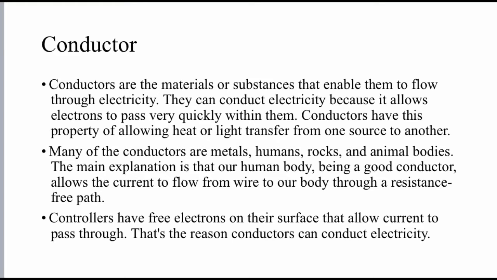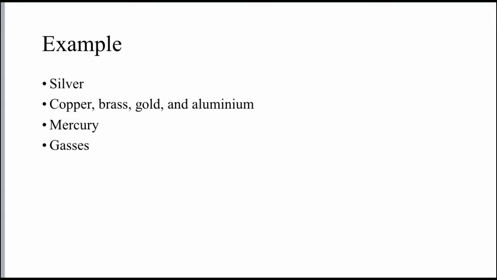The main explanation is that our human body, being a good conductor, allows the current to flow from wire to our body through a resistance-free path. Conductors have free electrons on their surface that allow current to pass through. That's the reason conductors conduct electricity.